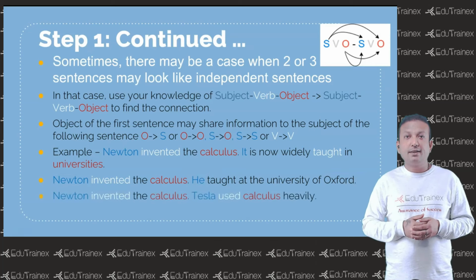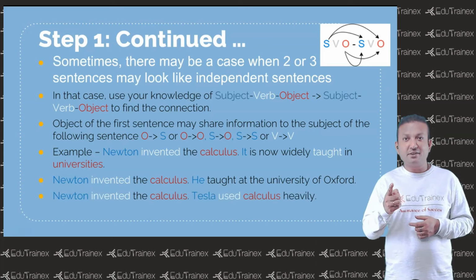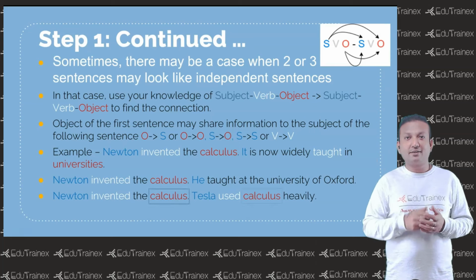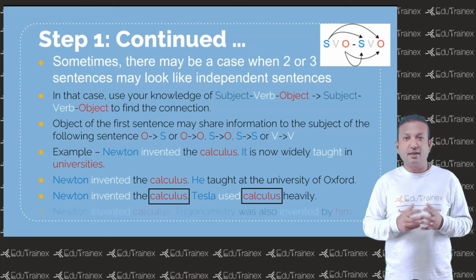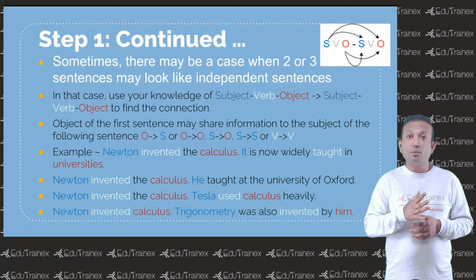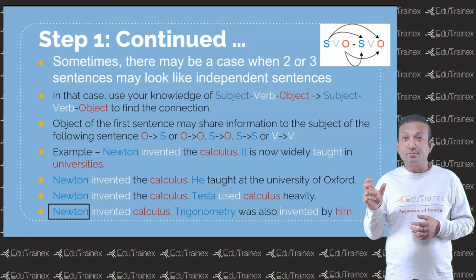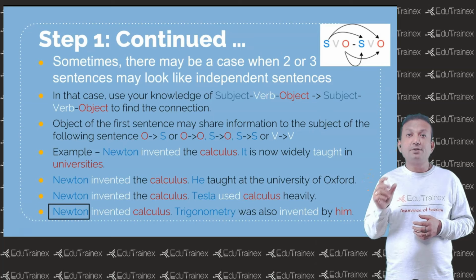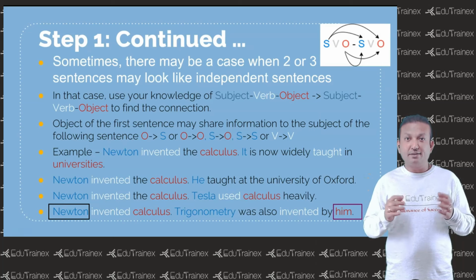The third one is: Newton invented the calculus. Tesla used calculus heavily. Can you guess the relationship here? It's object to object. So calculus remains the object in both the sentences. And finally, an example of subject to object relationship. Newton invented calculus. Trigonometry was also invented by him. So Newton is the subject of the first sentence but becomes the object of the second one, "him," as the second sentence is in passive voice.